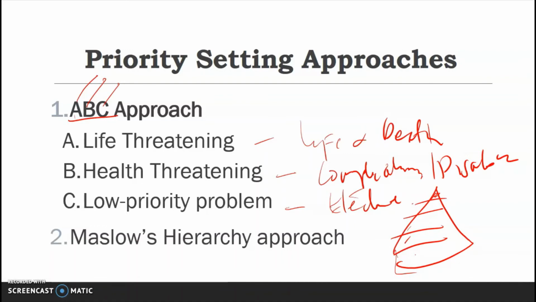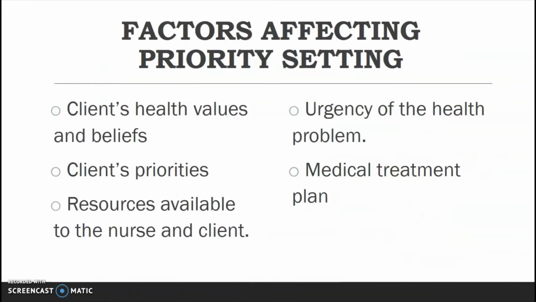Okay, now in setting prioritization, aside from these two approaches, there are also several factors that can affect your priority setting. Number one, it's the client's health values and beliefs. There are instances that the client's health values and beliefs contradict the science of health interventions.